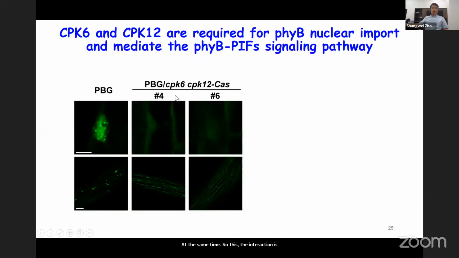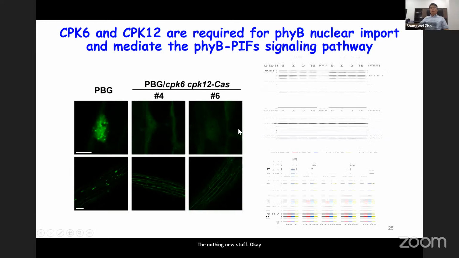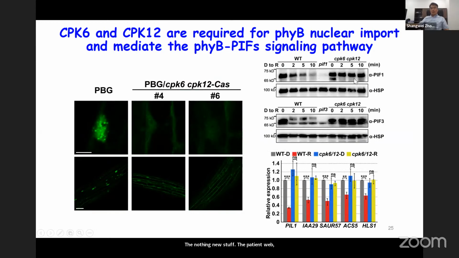We also found that when CPK6 and CPK12 are mutated, the light-induced 5B nuclear localization will be largely abolished. Also, the signaling pathway is repressed, like PIF degradation or gene expression. So CPK6 and CPK12 are required for 5B nuclear import and the signaling pathway.